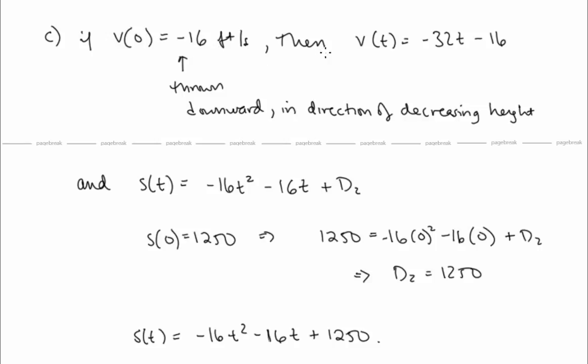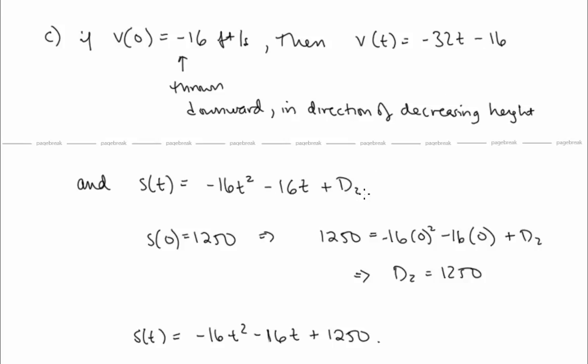That tells us our v of t is going to be negative 32t minus 16, because it was negative 32t plus a constant c, and plugging in t equals 0, we have to get negative 16. So we have our negative 16 as our constant here. So what does it say about our distance function? Our height function is going to be s of t equals negative 16t squared, now minus 16t plus a constant.